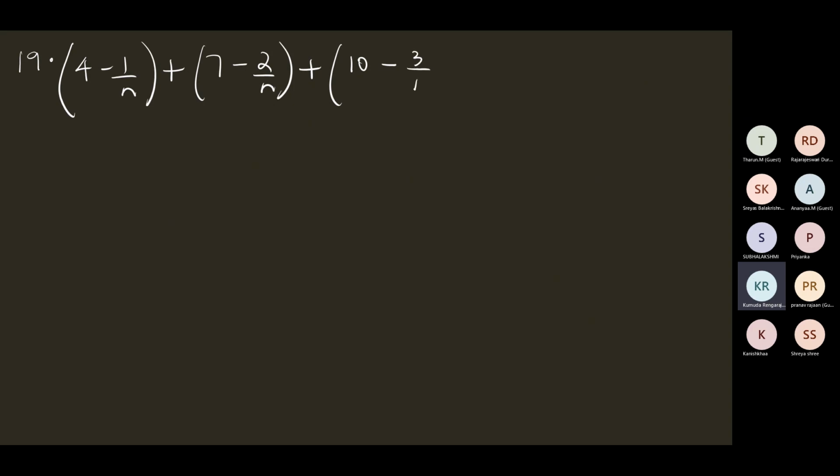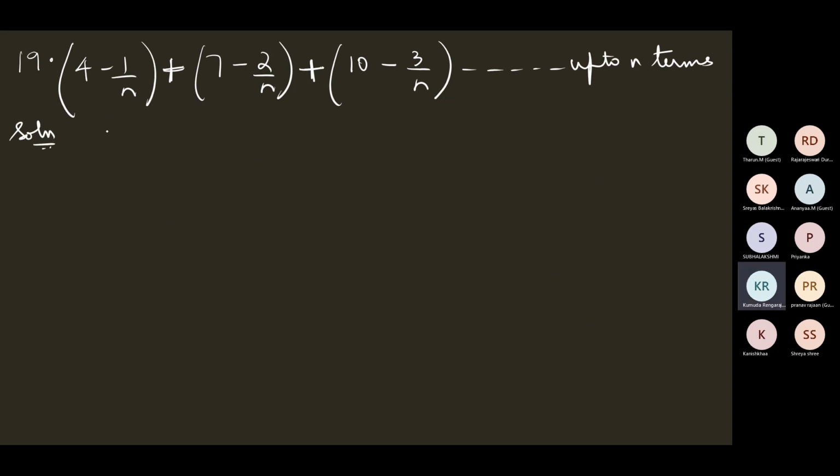All right. Now, the 19th one, we're done with the 20th. Now the 19th one. You need to find the sum of (4 minus 1 by n) plus (7 minus 2 by n) plus (10 minus 3 by n), so on up to n terms. All right, you need to find the sum. You can see the connecting sign here, plus. You need to find the sum up to n terms.